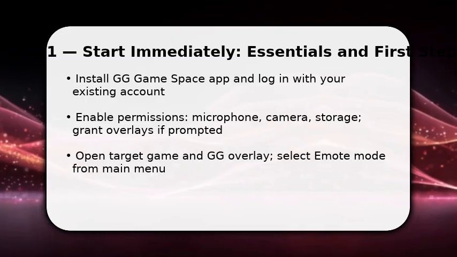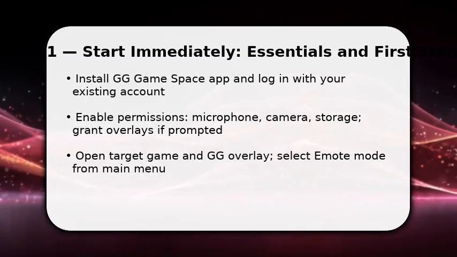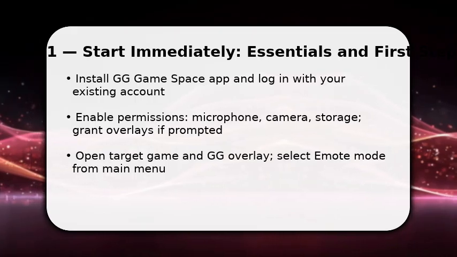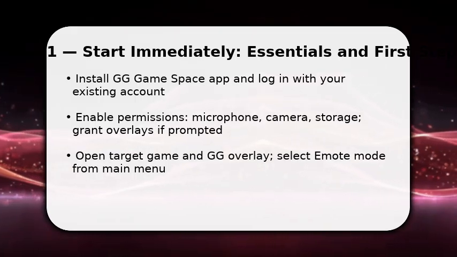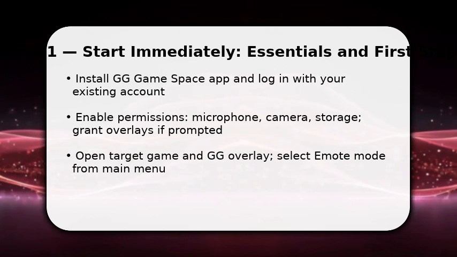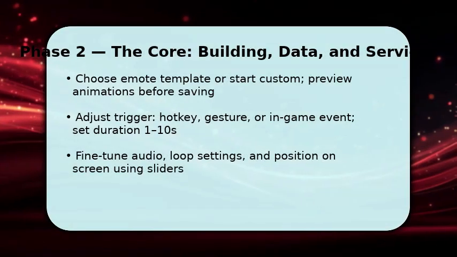Now, tap Emote Mode in the overlay. This is your control hub. You're doing this early so you avoid permission blocks later, and because the overlay links the app to the game in real time. You now build the emote itself.